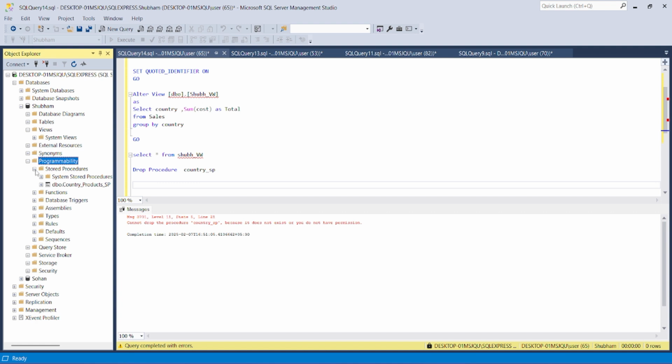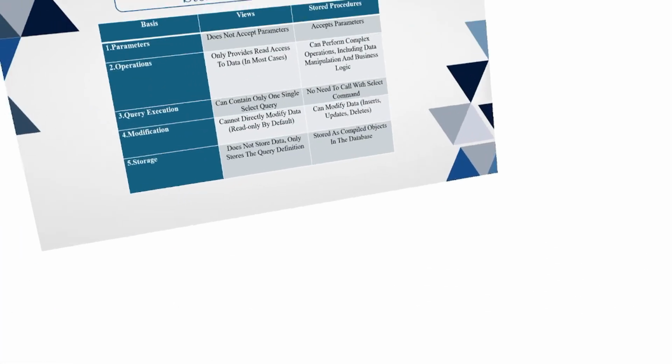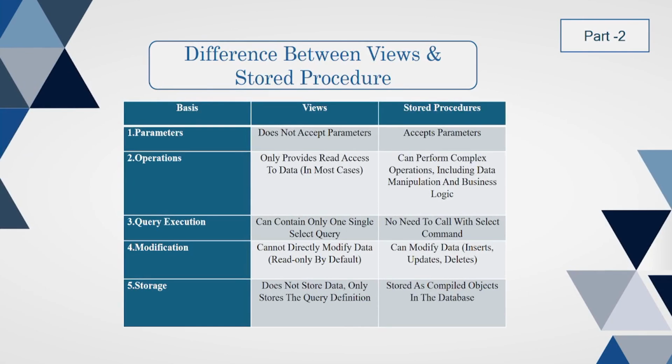And now guys, let's learn the difference between SPs and views. So here is the difference guys between views and stored procedures. The first difference is on the basis of parameters. Views do not accept any kind of parameters, but stored procedures accept parameters, which you guys have already seen in the previous tutorial. We have created stored procedures with a single parameter and multiple parameters.